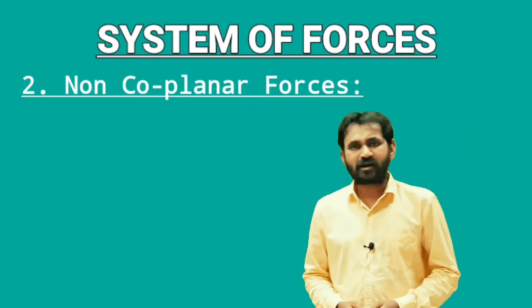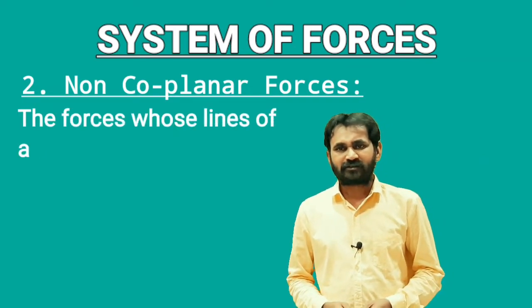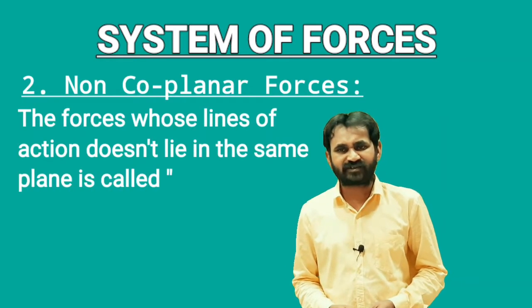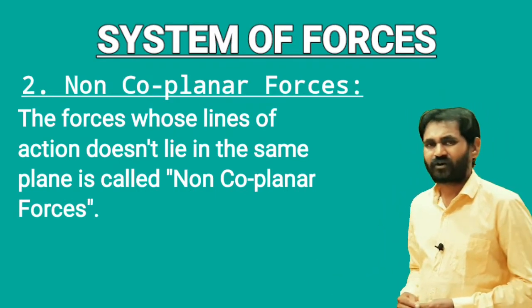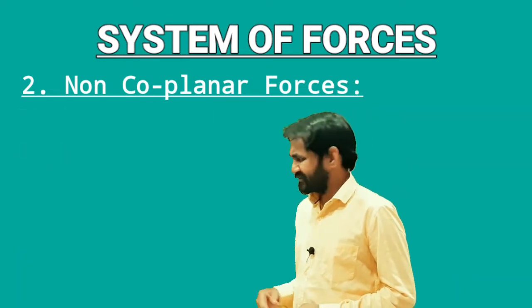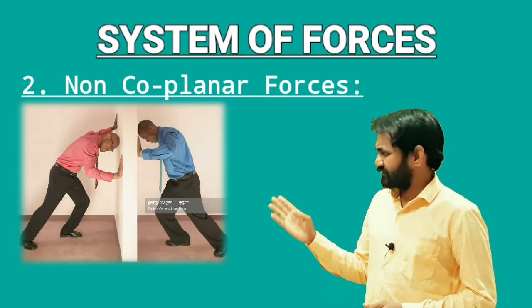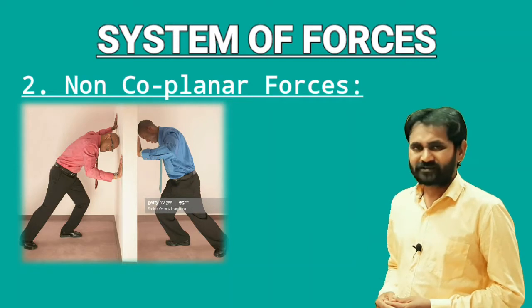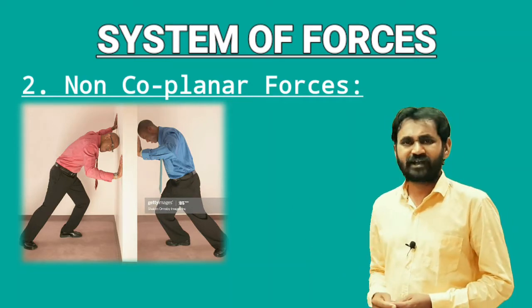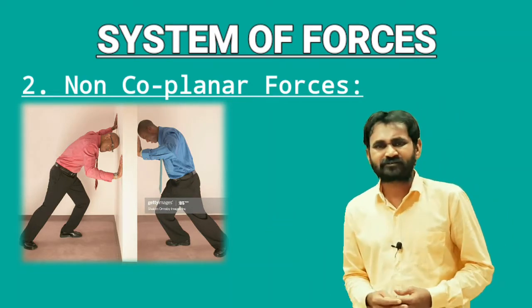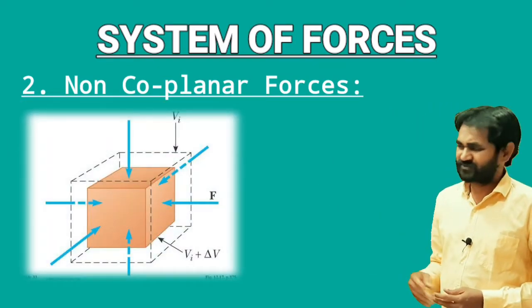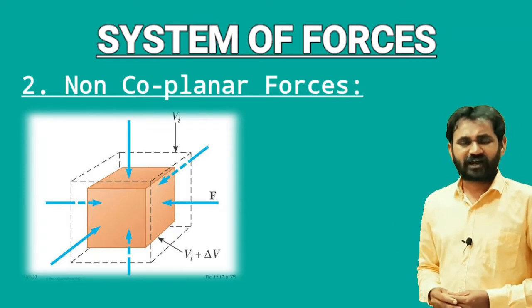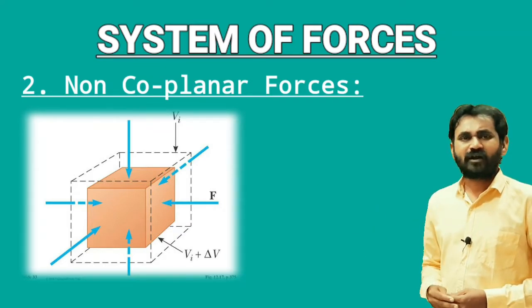And let us see non-coplanar forces. The forces whose lines of action do not lie on the same plane are termed non-coplanar forces. For example, in this image of the wall, two persons are moving the wall in two opposite directions. So this also comes under non-coplanar forces. And there is one more cube which you have seen here, with all the forces acting over it. So this also comes under non-coplanar forces.